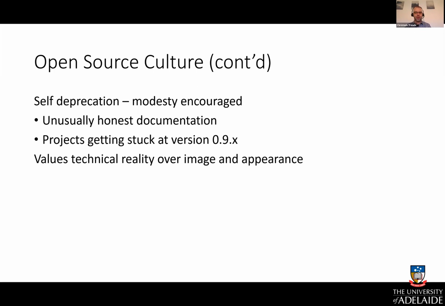Self-deprecation, modesty encouraged. The documentation is usually quite honest. Projects get stuck at version 0.9, which happens less frequently when you're trying to sell your software for money. So if you're trying to sell your software for money, even the first prototype is probably called version 1.0 to tell everybody that this is the finished product and they should give you lots of money. Open source projects sort of go the other way, and even if the project is already used by millions of people, it might still be the pre-release version, and we can't guarantee that it actually works.